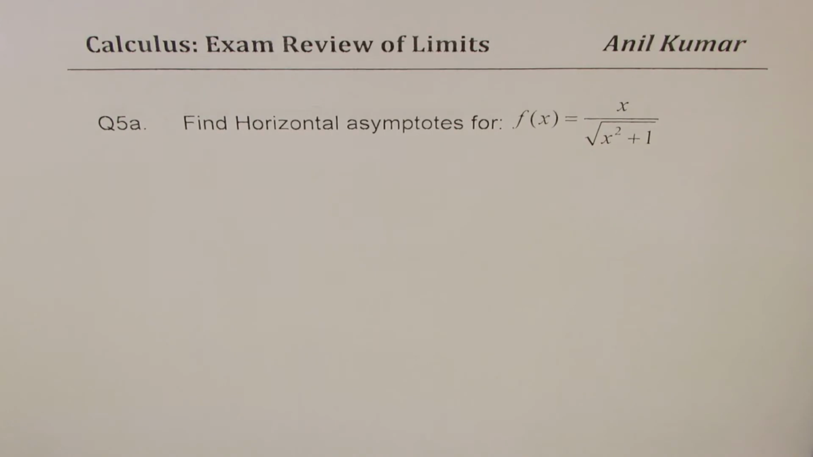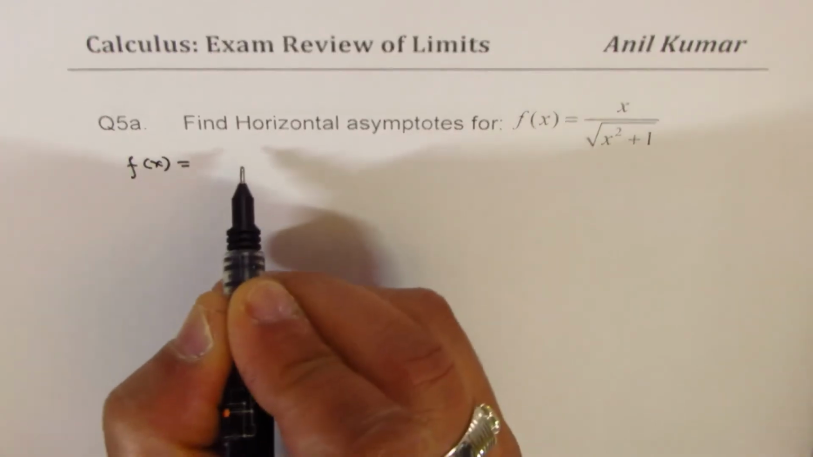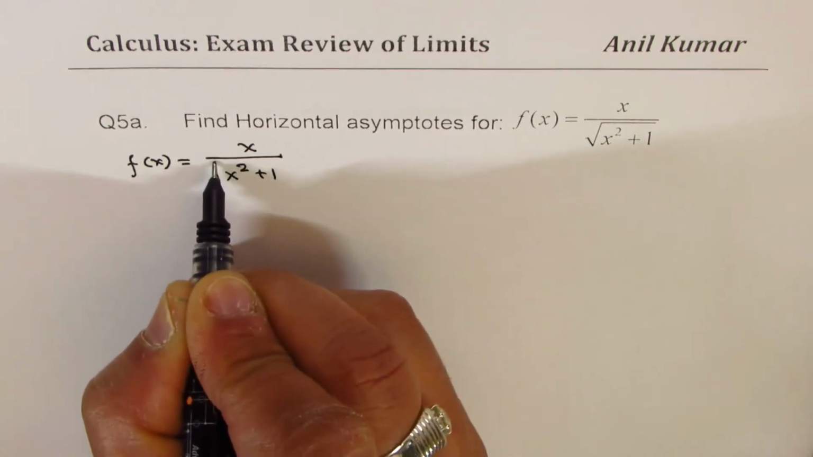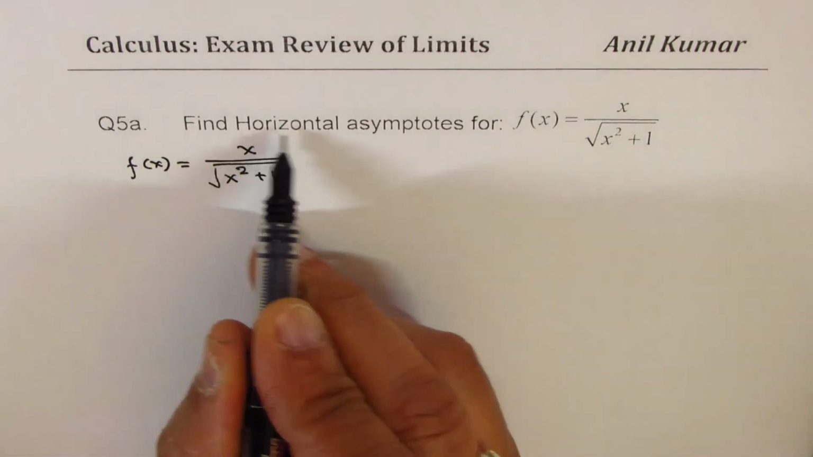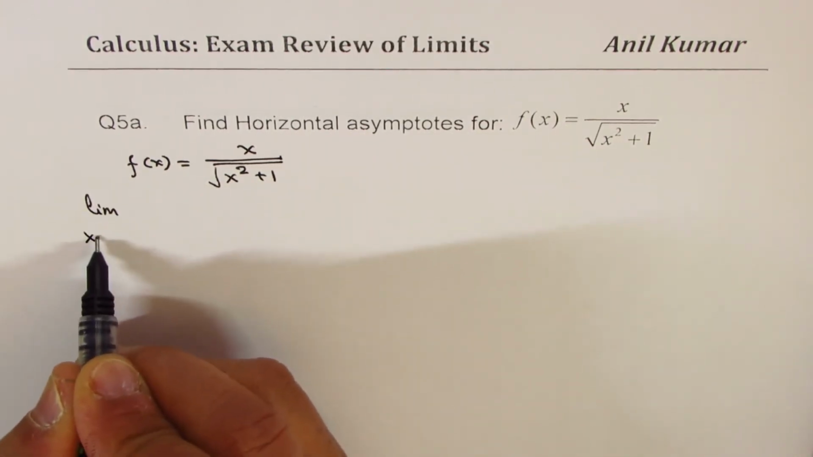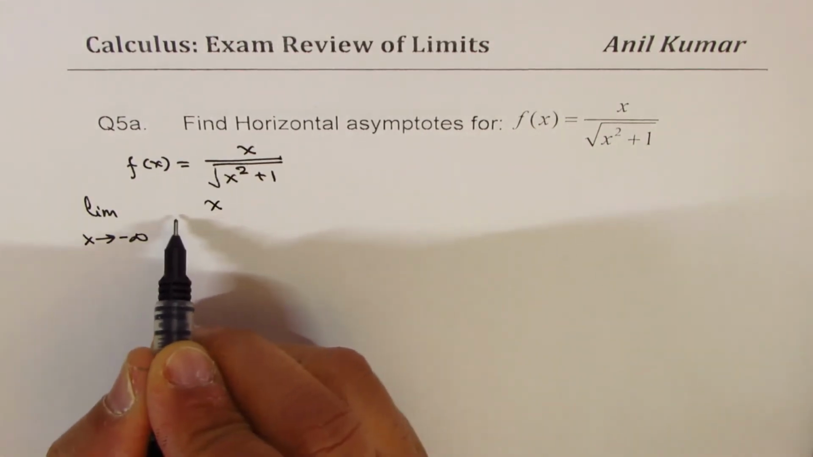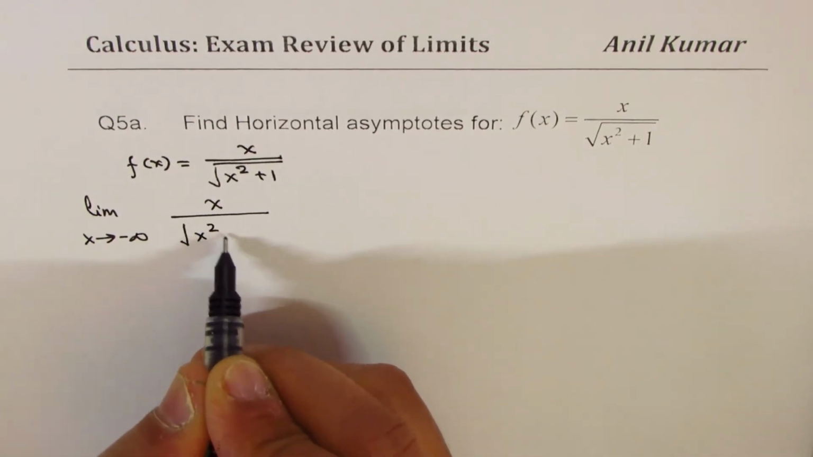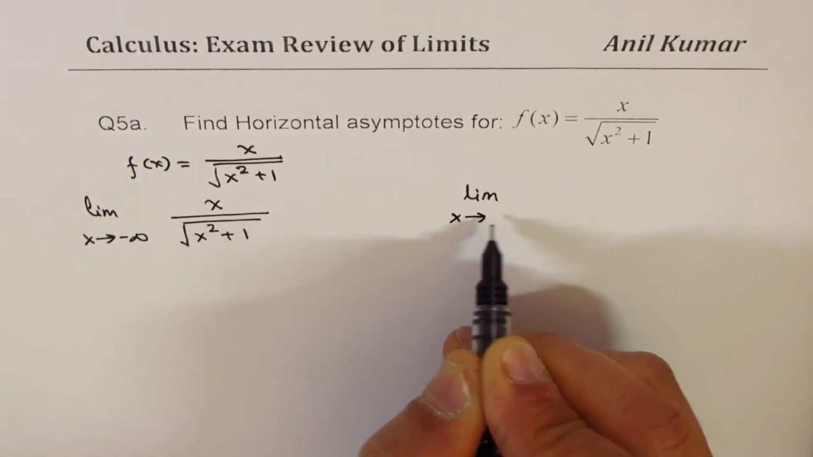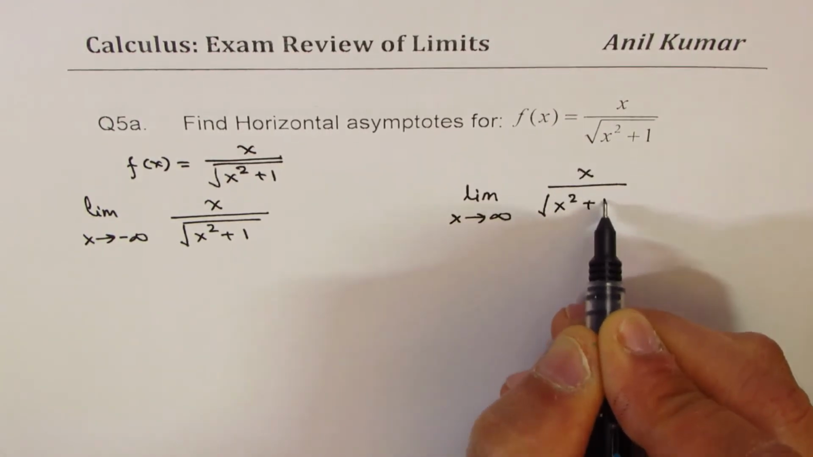We need to find the horizontal asymptote for the function f of x equals x over square root of x squared plus 1. When I say horizontal asymptote, basically we want to find the limit of this function as x approaches minus infinity, so the limit of x over square root of x squared plus 1. And we also need to find the limit of this function as x approaches positive infinity for x over square root of x squared plus 1.